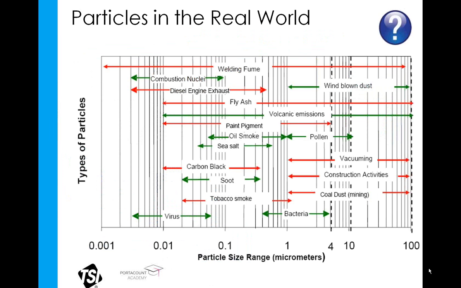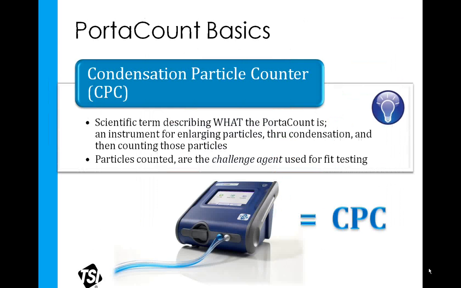Now here's an example of the average size ranges of certain common ambient particles. And here's an example of the types of particles that are going to be found in the size range that the PortaCount is looking for. For example, you've got diesel exhaust, tobacco smoke, those kinds of things fall into that range. Now how the PortaCount counts these particles is through a technique called condensation particle counting, also CPC for short. In essence, the PortaCount is a CPC that can calculate fit factors.